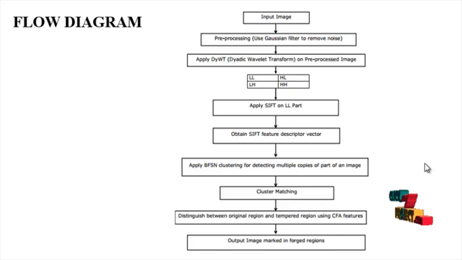So DyWT is applied to the pre-processed image, and then we get the LL, HL, LH and HH parts. SIFT is used in the feature extraction on the descriptor vector. Then we apply BFSN clustering for detecting multiple copies. Like that, multiple forgery images can be handled. So we calculate the multiple forgery parts of the images. Clustering is an important concept for calculating the parts of the images, and then we calculate the SLIC segmentation.